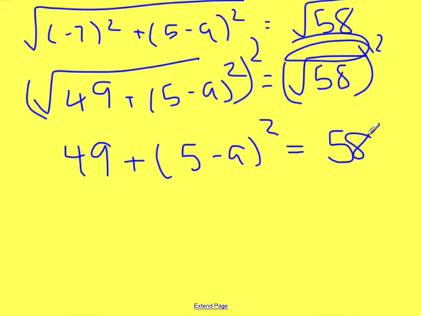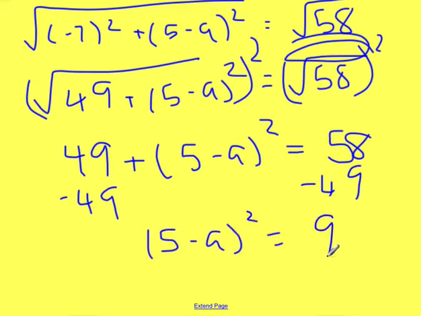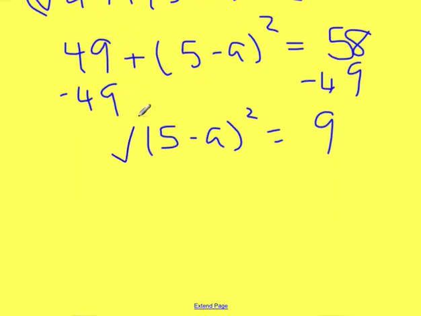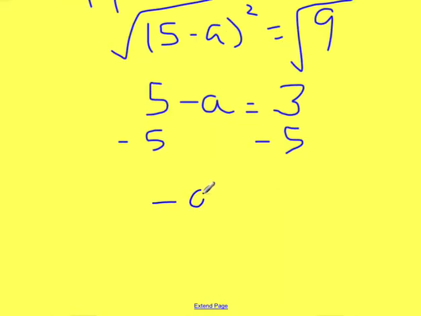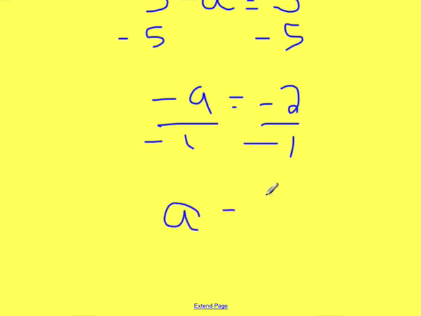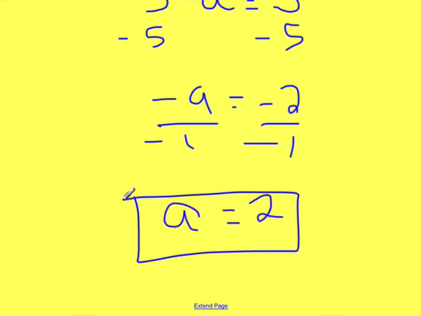So now what I'm going to do is subtract that 49 over to the other side so I can isolate my squared term. So I have 5 minus a squared is equal to 9. So now I want to undo that squared, and I'm going to undo it by taking the square root. So over here I'm left with 5 minus a is equal to 3 once you take the square root. So I'm going to subtract 5 from both sides, and I get negative a is equal to negative 2. Then I'm going to divide both sides by a negative 1 because I don't want to know what negative a is. So I get that a is equal to 2. So that's your final answer for number 8.